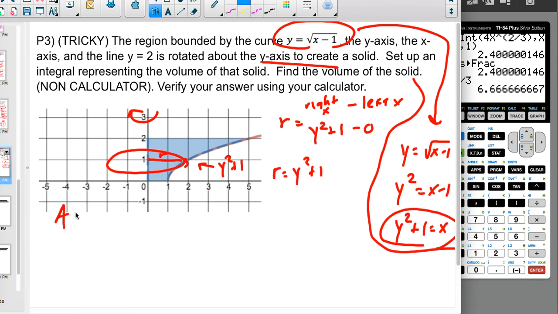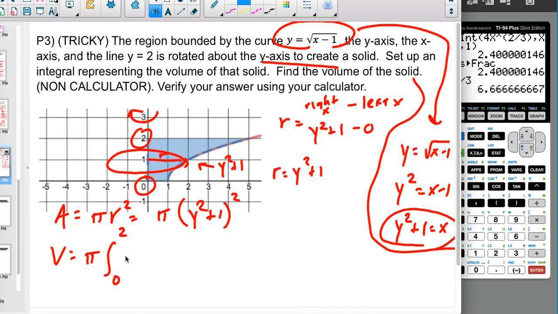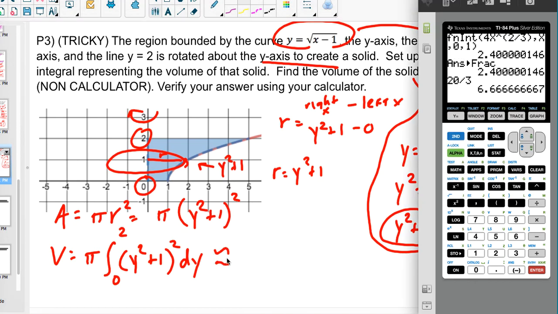That means that the area of this thing is pi r squared. So that's pi times y squared plus 1 quantity squared, right? I'm integrating from the starting y to the ending y, so that's from 0 to 2, right? So my volume is going to be pi times the integral from 0 to 2 of my radius squared. Now, if this is a calculator section, great, you're just going to bust it out right now. Honestly, the easiest thing to do, if you want to get the full answer not as a decimal, is just integrate without the pi, right?